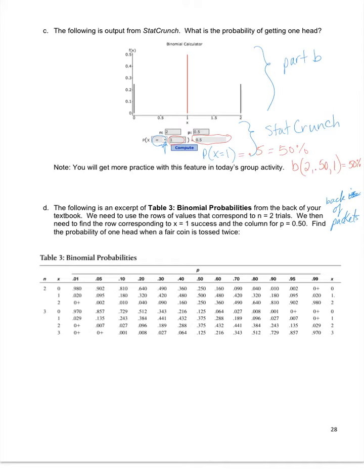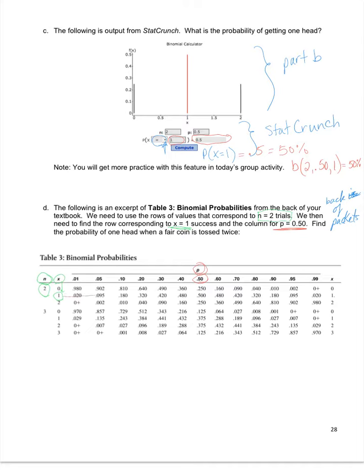All right, so we're going to need to use the rows of values that correspond to n equal to 2 trials. So notice the first column is labeled with n, and it starts with n equal to 2. We then need to find the row corresponding to x equal to 1 success. So here's x. So if we go down, here's the row for x equal to 1 success. And then we want the column for probability of success being 0.5. So here's p. Here's p equal to 0.5. And you're going to figure out where all of this kind of overlaps.